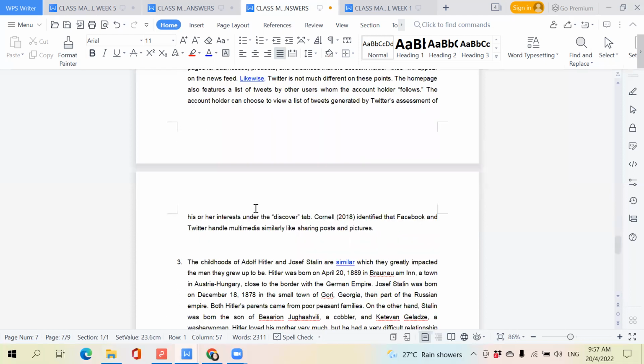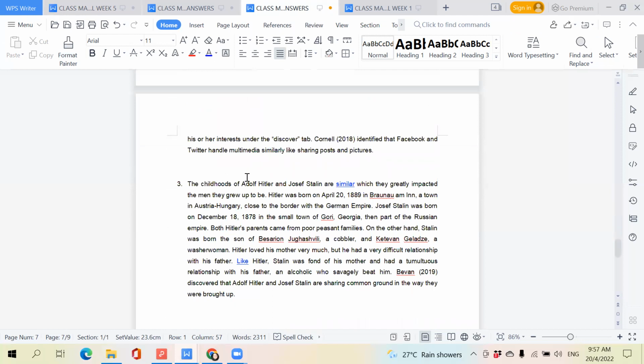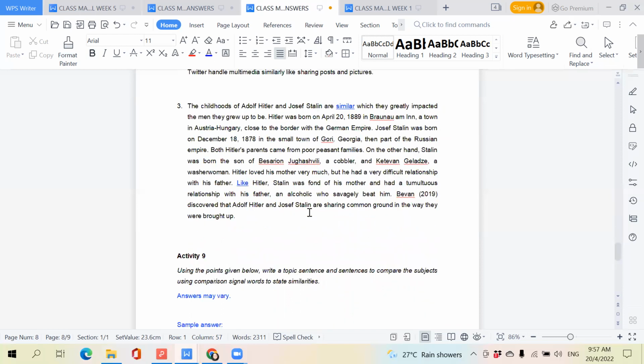What else? Next, number 3, the childhoods of Adolf Hitler and Joseph Stalin are similar. You can say similar, you can say like, you can say both, you can say similarly. So this, you don't have to memorize. You don't have to memorize. It's something that comes to you naturally. When you write, you will know this naturally. All right.